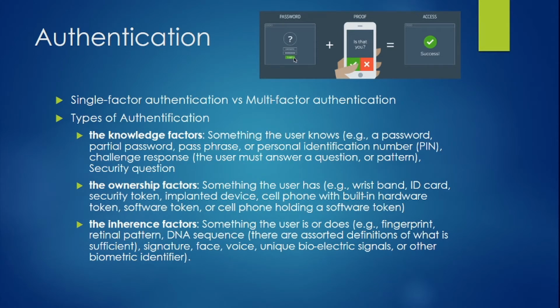If you break down authentication into types, you've basically got three general categories. Secret knowledge factors such as pins, passwords, etc. Ownership factors such as a wristband, ID card, security token, implant, or cell phone, and inheritance factors, i.e. something that is unique to your individual, such as a fingerprint or retina pattern or DNA sequence.